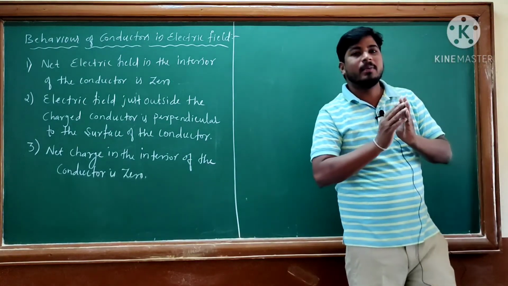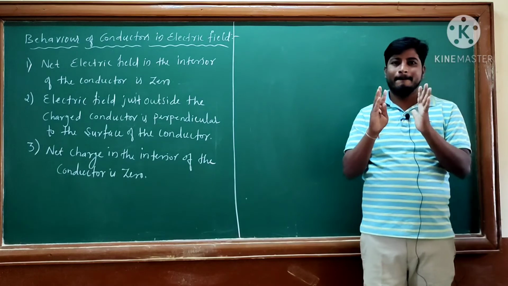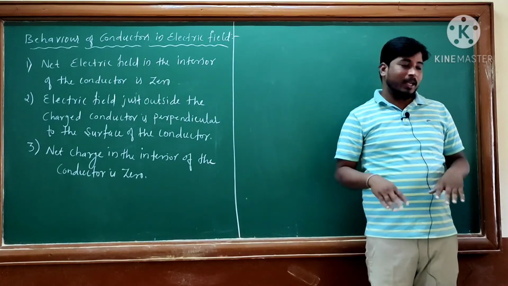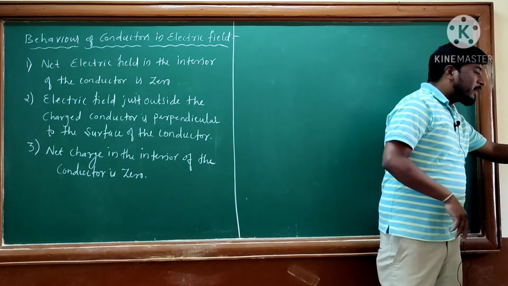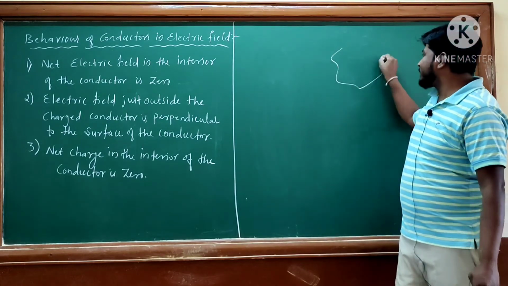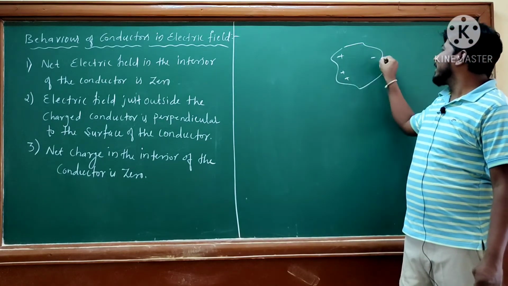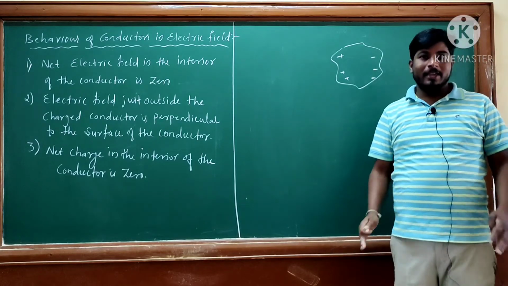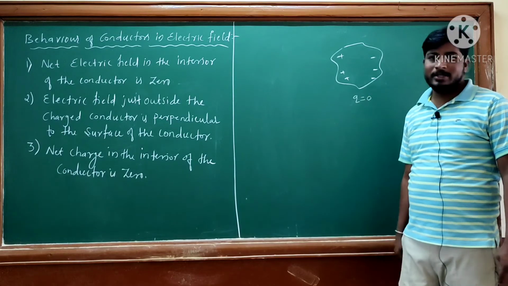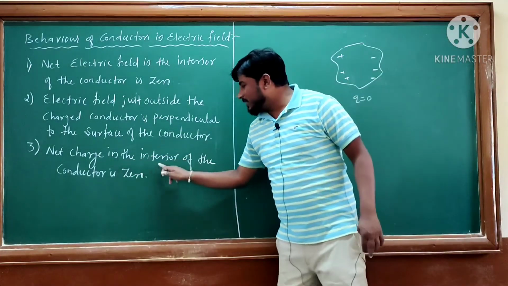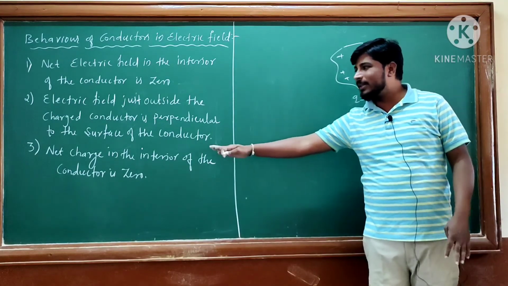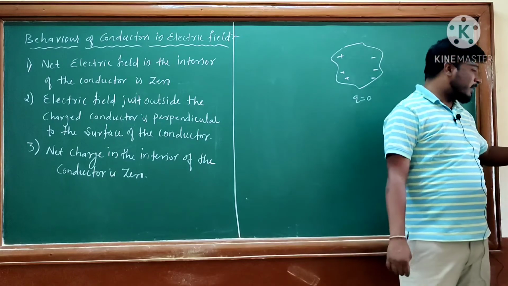The charges are temporarily separated, as I showed earlier. If they are temporarily separated, the total charge on the system must be equal to what? 0, as I showed here. That is why the net charge in the interior of the conductor is 0. This is also very important: the net charge in the interior of the conductor is 0.